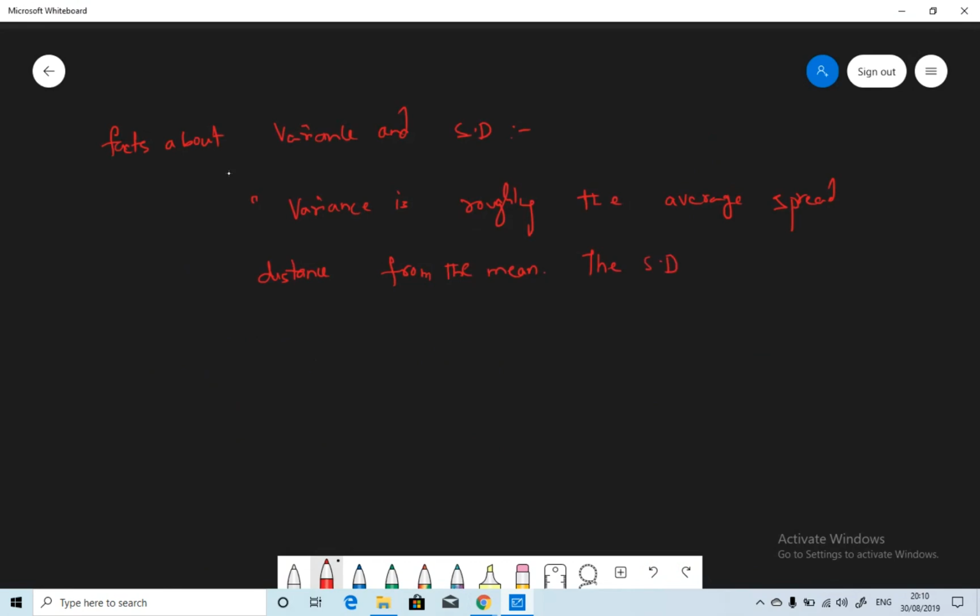The standard deviation is the square root of variance. The standard deviation is useful when considering how close the data are to the mean. This is what we discussed so far, right? You just write down this one.